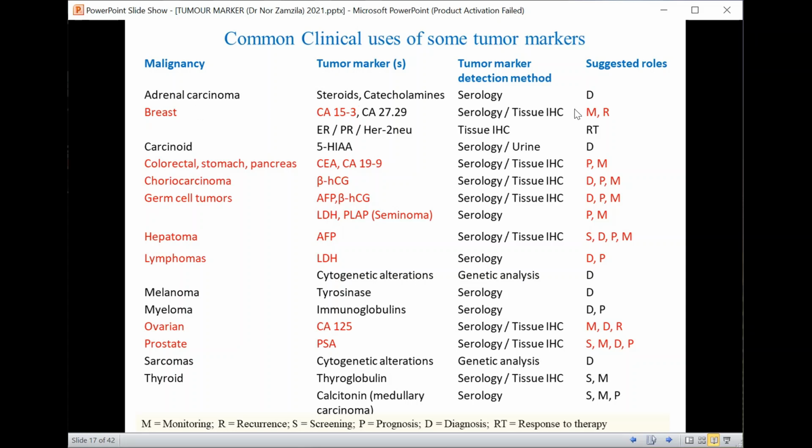Most of these tumor markers, if you notice, cannot be used for diagnosis and also screening. Among the tumor markers that can be used for diagnosis are beta HCG for choriocarcinoma, AFP and beta HCG for germ cell tumors, AFP for hepatoma, LDH for lymphoma, and PSA for prostate. So there are not many tumor markers that can be used for screening and also for diagnosis. Most of the tumor markers are used for monitoring and also to check for the response to the treatment.